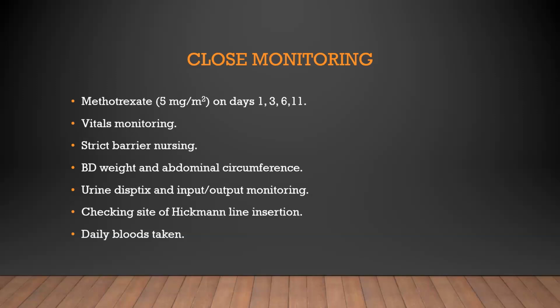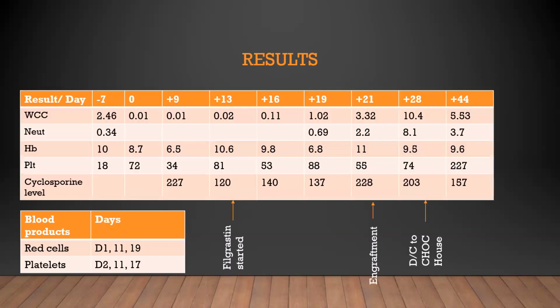The site of the Hickman line was also always inspected to look for any infection or any signs of GVHD. Bloods were also done on a regular basis, with special consideration of EBV viral load, CMV viral load, and cyclosporin level. Those are some of the highlighted results which I put in this table. As you can see, there was not a very appreciable increase in total white cells by day 13, which could have been due to us using only 3 × 10⁶ CD34 cells, which then made us use filgrastim.